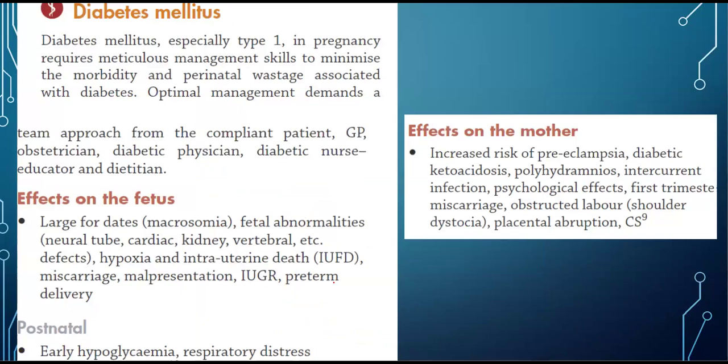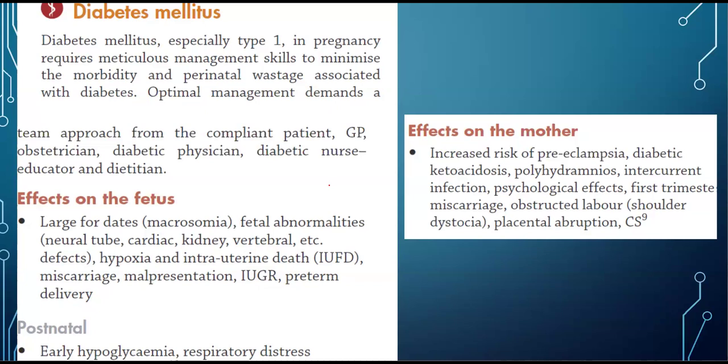Moving on, diabetes mellitus. Diabetes can be a very complicated thing in pregnancy, especially if it is type 1 diabetes. Type 1 diabetes means they are already taking insulin. And sometimes during pregnancy, they might need an increased dose of insulin, because in pregnancy, sometimes the blood glucose can get a bit worse because of pregnancy hormones. Okay.